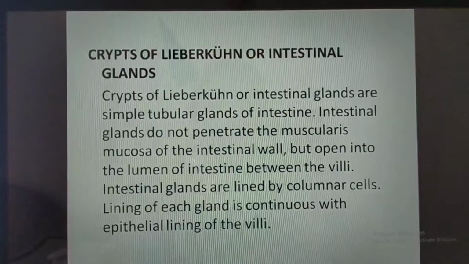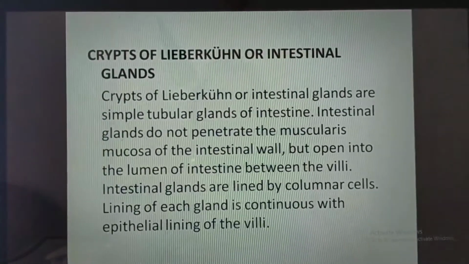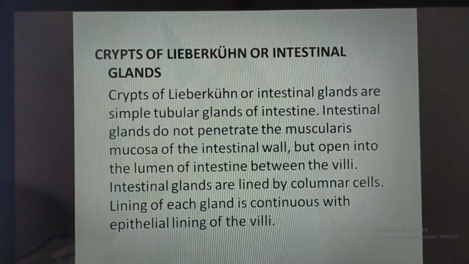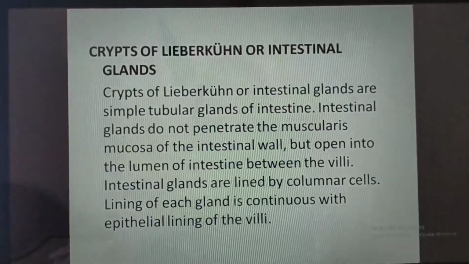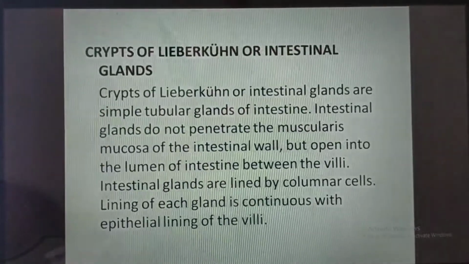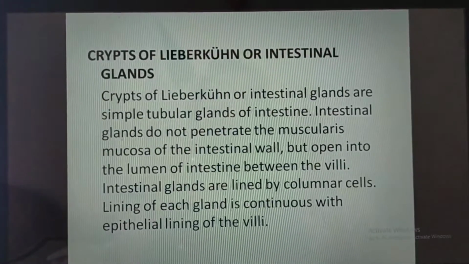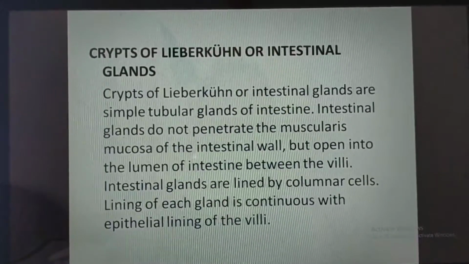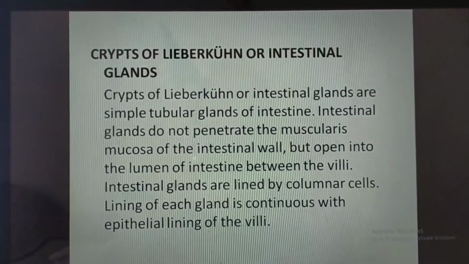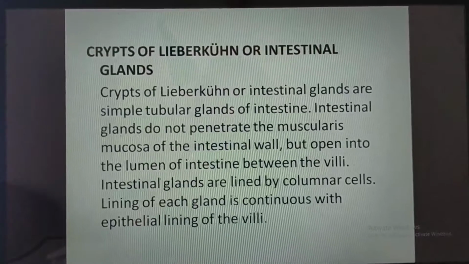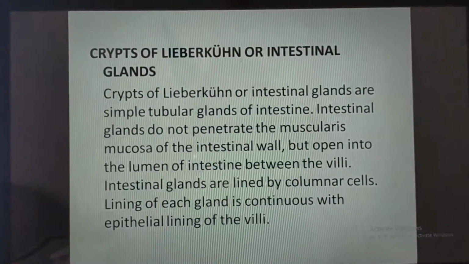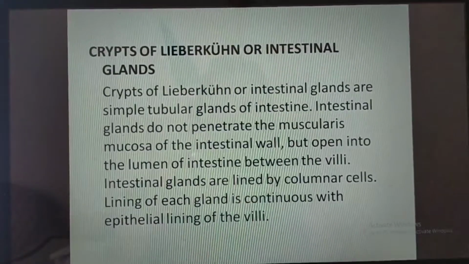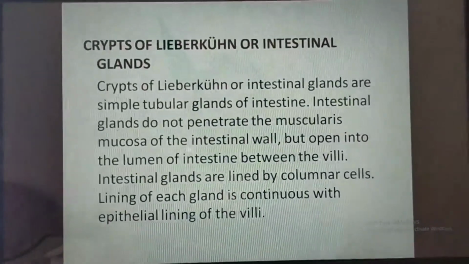Crypts of Lieberkühn, or intestinal glands. Crypts of Lieberkühn, or intestinal glands, are simple tubular glands of the intestine. Intestinal glands do not penetrate the muscularis mucosa of the intestinal wall, but open into the lumen of the intestine between the villi. Intestinal glands are lined by columnar cells. The lining of each gland is continuous with the epithelial lining of the villi.